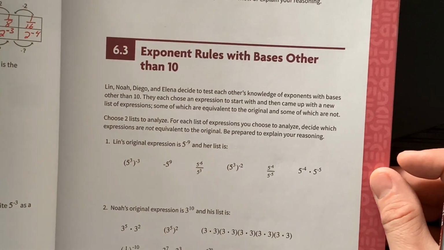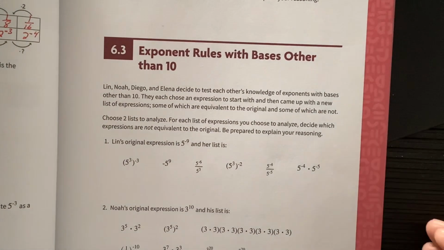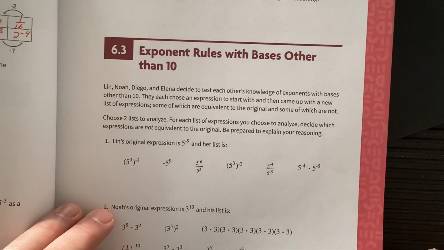All right, let's move on to number 3. Lynn, Noah, Diego, and Elena decide to test each other's knowledge of exponents with bases other than 10. They chose an expression to start with and came up with a new list. Some are equivalent, some are not. Choose 2 lists to analyze. For each list of expressions you choose, decide which expressions are not equivalent and be prepared to explain.